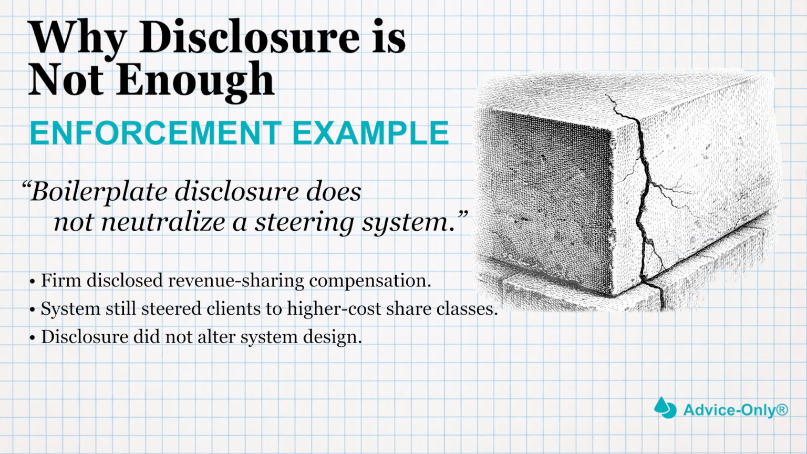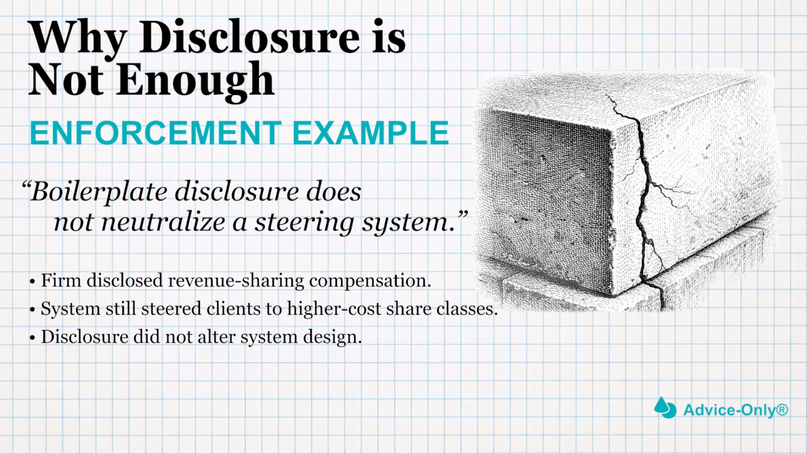The failure was not the absence of disclosure. The failure was the design of the system itself. The firm's share class selection process, supervision, and compensation structure made higher cost outcomes more likely, even when lower-cost equivalent share classes were available to clients. The SEC's conclusion was clear. Disclosure documents the existence of a conflict. It does not neutralize a system that is built to reward a particular result.